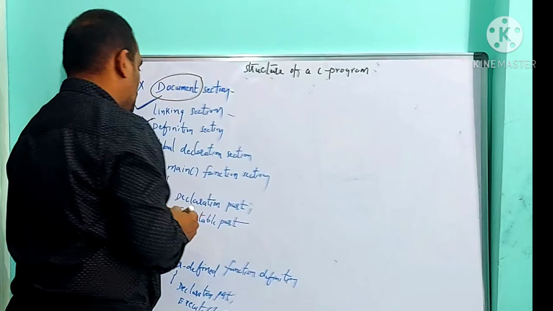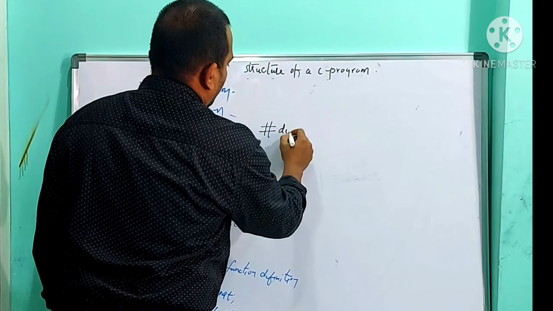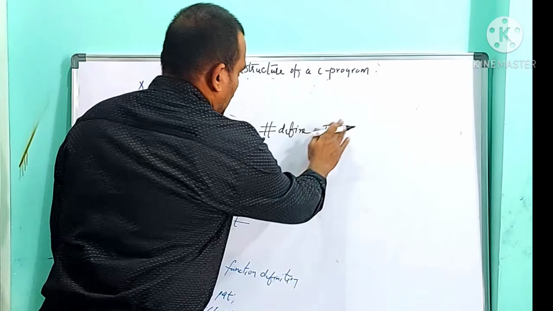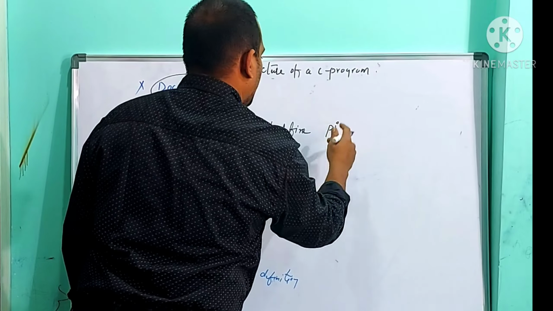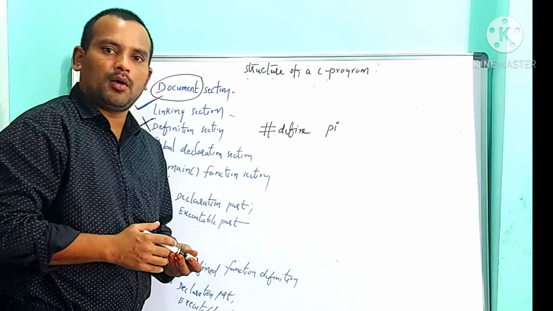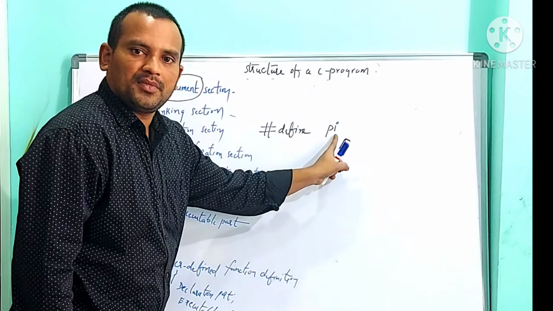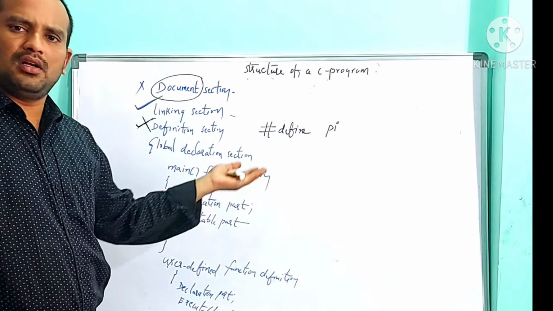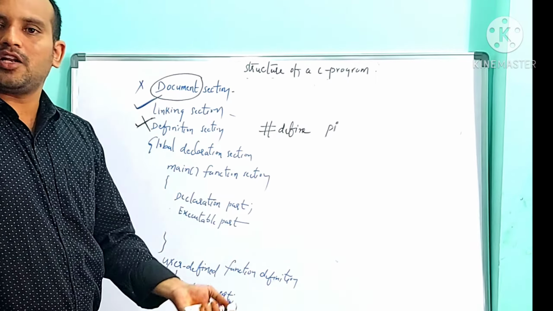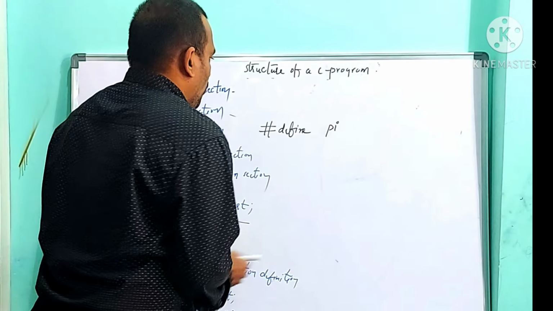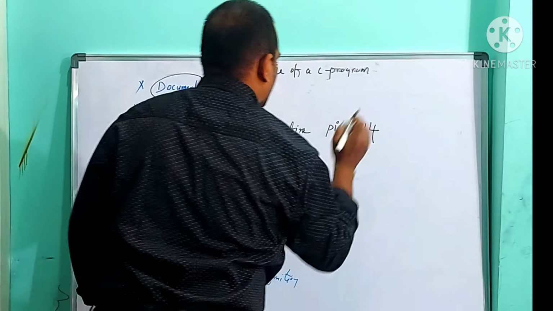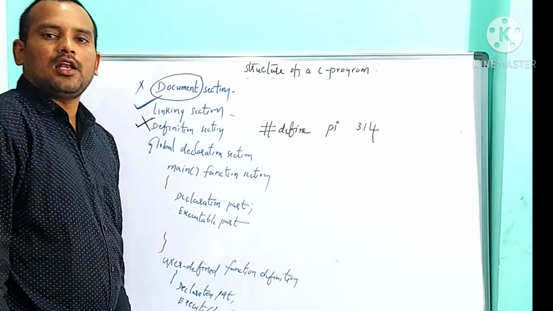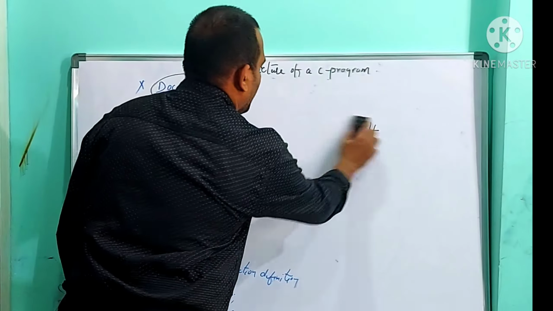And if you want to use the definition section, you need to write hash define space pi. The keyboard doesn't contain a pi symbol. That's why you can use any name. It may be capital PI, it may be small pi, any name you can use, no problem. The thing is, whatever symbol you use here, that value cannot be changed in the program. If you try to change the value of a symbolic constant, the compiler shows an error, that we will discuss, no problem. So pi space the value of pi, 3.14. So this is the way of defining a symbolic constant. Hash define space symbolic constant name space symbolic constant value. And I told you clearly, the definition section is not mandatory in every C program.